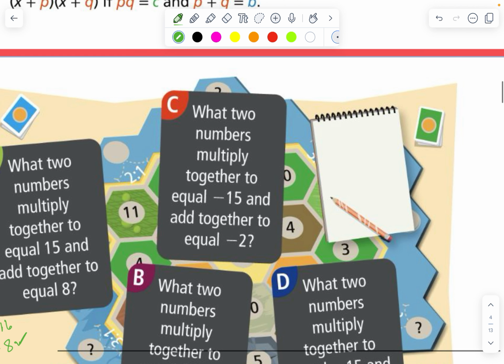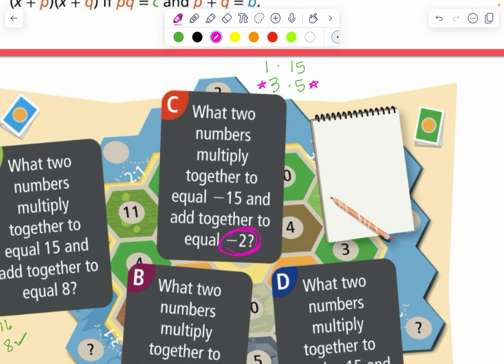Part C, what two numbers multiply to give us negative 15 and add to equal negative 2? If we're multiplying to a negative number, that means one has to be positive and one has to be negative. And if we're adding to get a negative number, that means we have to have more negatives than positives. So if we're thinking about 15 again, we have 1 and 15, or we have 3 and 5. We want to know which one of those is 2 apart. Because we're adding to get a negative 2, that means the two numbers are 2 spaces apart from each other, which means our numbers have to be 3 and 5.